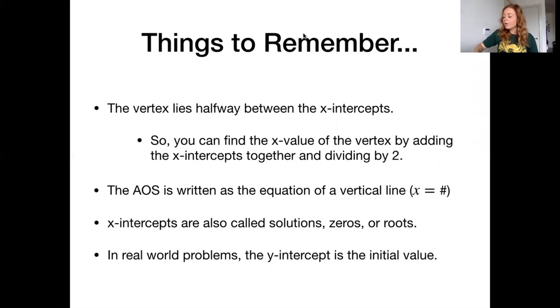Like if I were to throw a ball from my balcony down to somebody on the ground, the initial height of that ball is going to be however high my balcony is. So when I throw it, I have an initial height, and then it's going to curve and go all the way down to the ground to the person. So we have a y-intercept as our initial value. Keep that in mind.